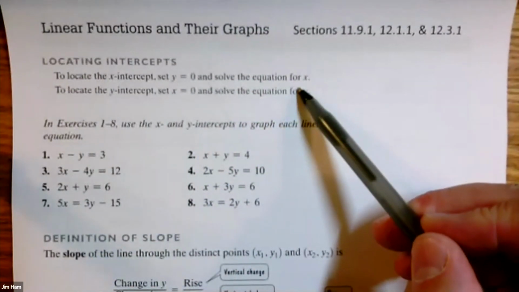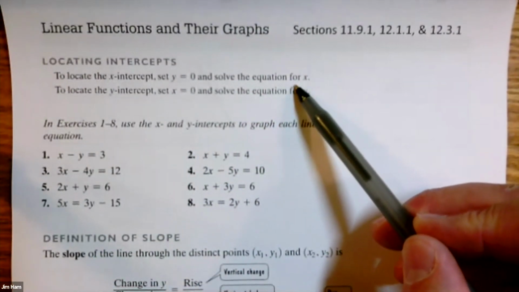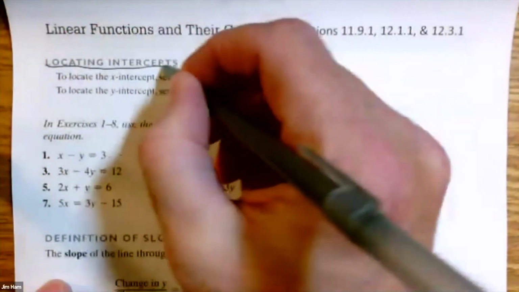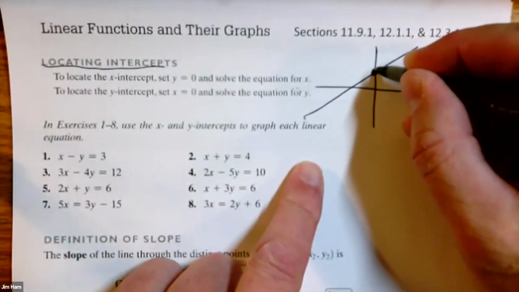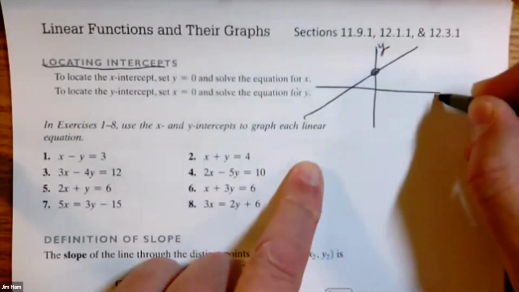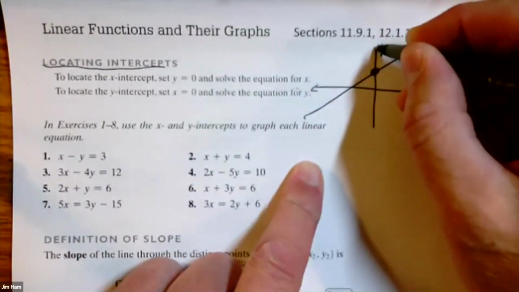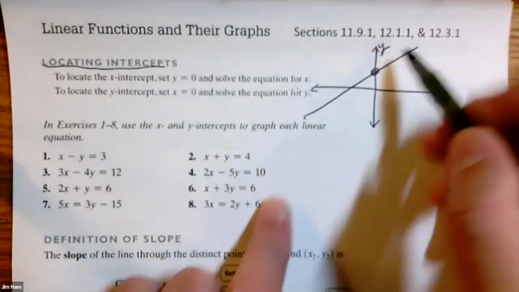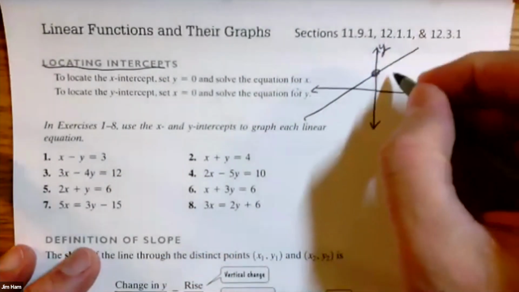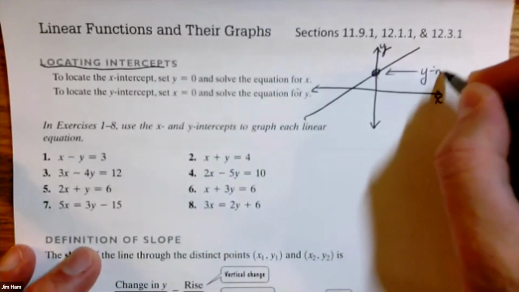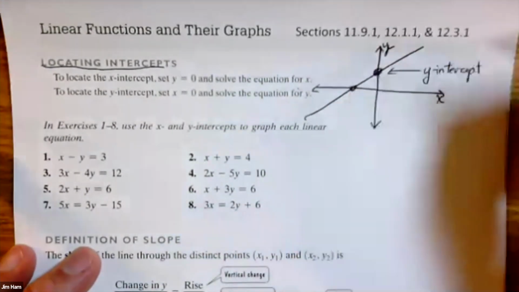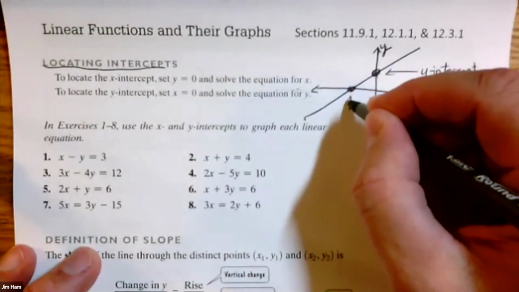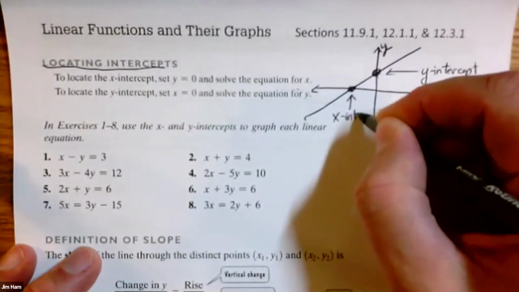Okay, I'm going to give you primarily 2 ways to graph a line. The first is to find the intercepts. We have 2 intercepts on a graph. Here's the y-axis here, and here's the x-axis. Where the line crosses the y-axis, that's called the y-intercept. And where the line crosses the x-axis, that's called the x-intercept.